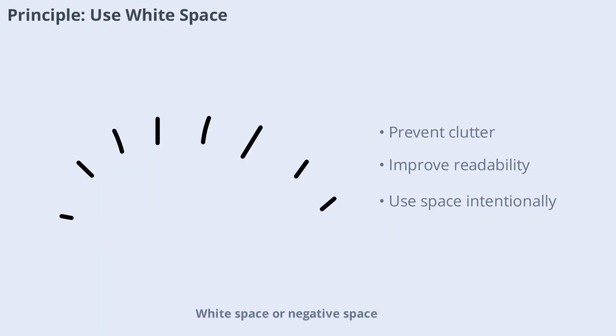White space or negative space is the empty area around elements in your visualization. It helps separate different sections and prevents your chart from feeling cluttered. Don't be afraid to leave some areas blank. White space can actually make your visuals more readable and appealing.